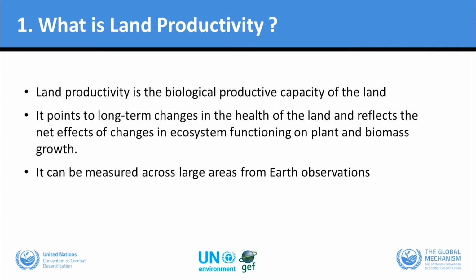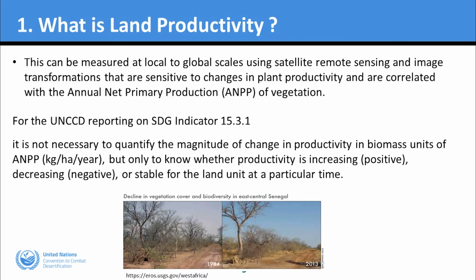Land productivity is the biological productive capacity of the land. It points to long-term change in the health of the land and reflects the net effects of change in ecosystem functioning on plant and biomass growth. So it can be measured across large areas from Earth observation. It can also be measured at global to local scales using satellite remote sensing and image transformation that are sensitive to change in plant productivity and are correlated with the annual land production of vegetation.